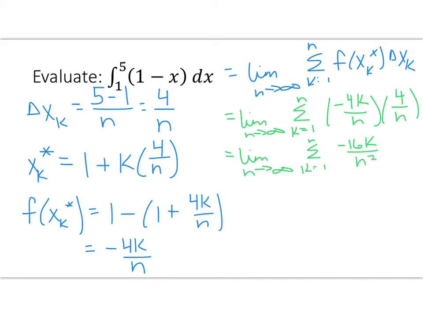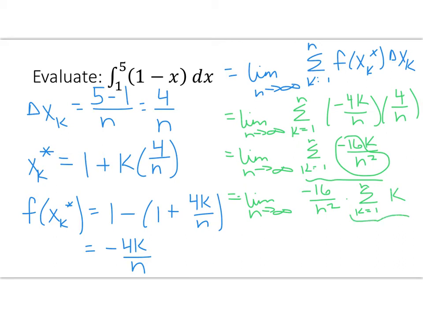And so from when we were working with our Riemann sums, we also looked at how we evaluate summations. I know that the constant part is the negative 16 over n squared. That's not being changed because k is the variable on this piece. So I'm still taking the limit as n approaches infinity, but I'm going to pull that constant out front, negative 16 over n squared, times the summation from k equals 1 to n of k.